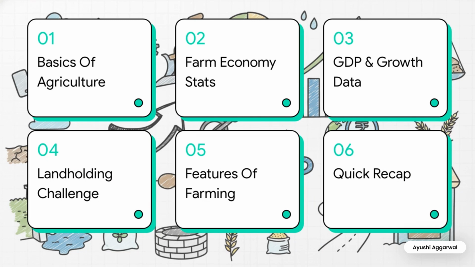Okay, so here's our game plan for today. We'll start with the basics of agriculture, move right into India's farm economy stats, and then unpack the GDP and growth data. After that, we'll dive into the land holding challenge, check out the main features of Indian farming, and finally do a quick rapid-fire recap. Dhyan dijiyega, direct questions pop up from these exact points, whether you're tackling prelims MCQs or writing a mains essay.